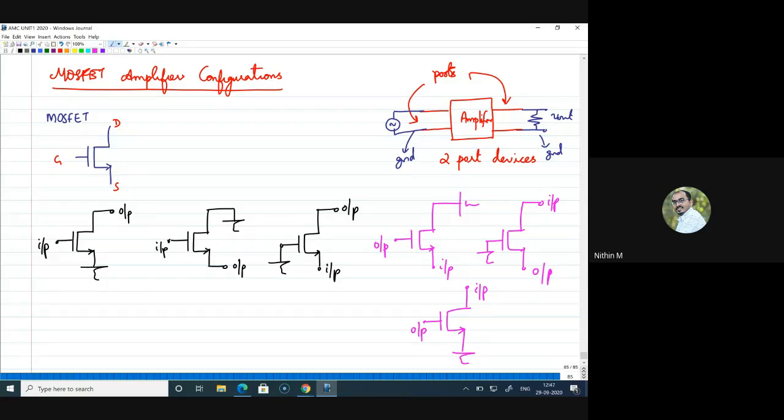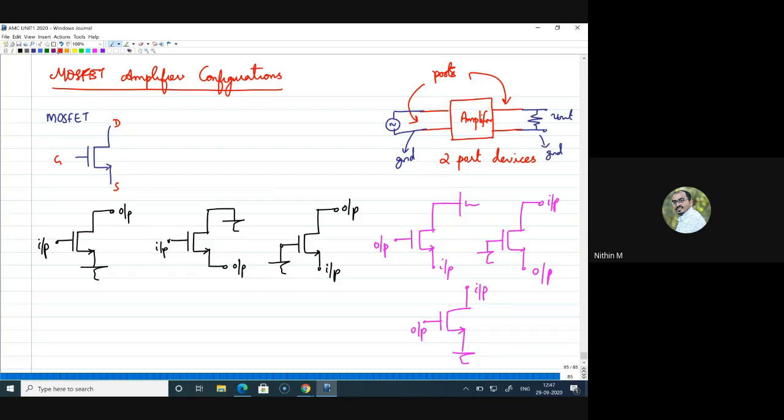So since you have three terminals, I can have these 6 different combinations, right? Now, your answers are right. Many have written 3 and many have written 6. So 6 combinations are possible, but out of this, how many are valid combinations, or how many can I use as an amplifier configuration? So instead of explaining which can be used, I will explain which cannot be used, right?